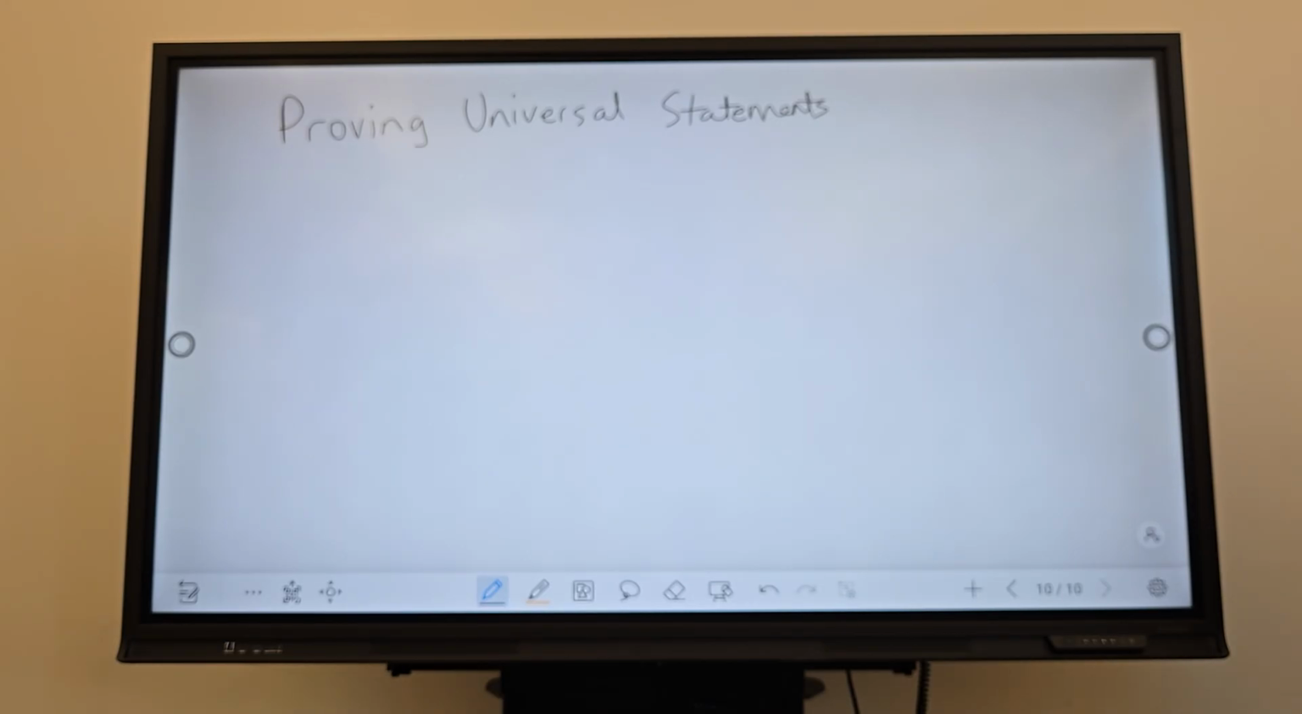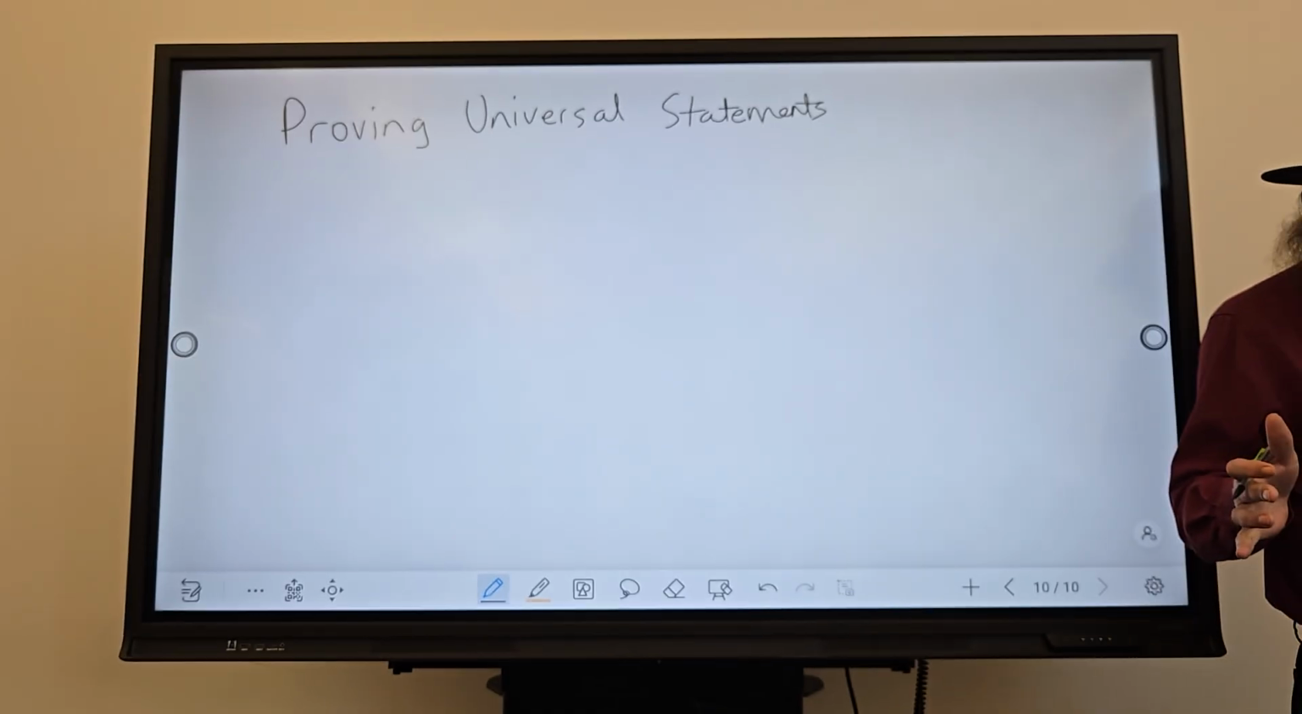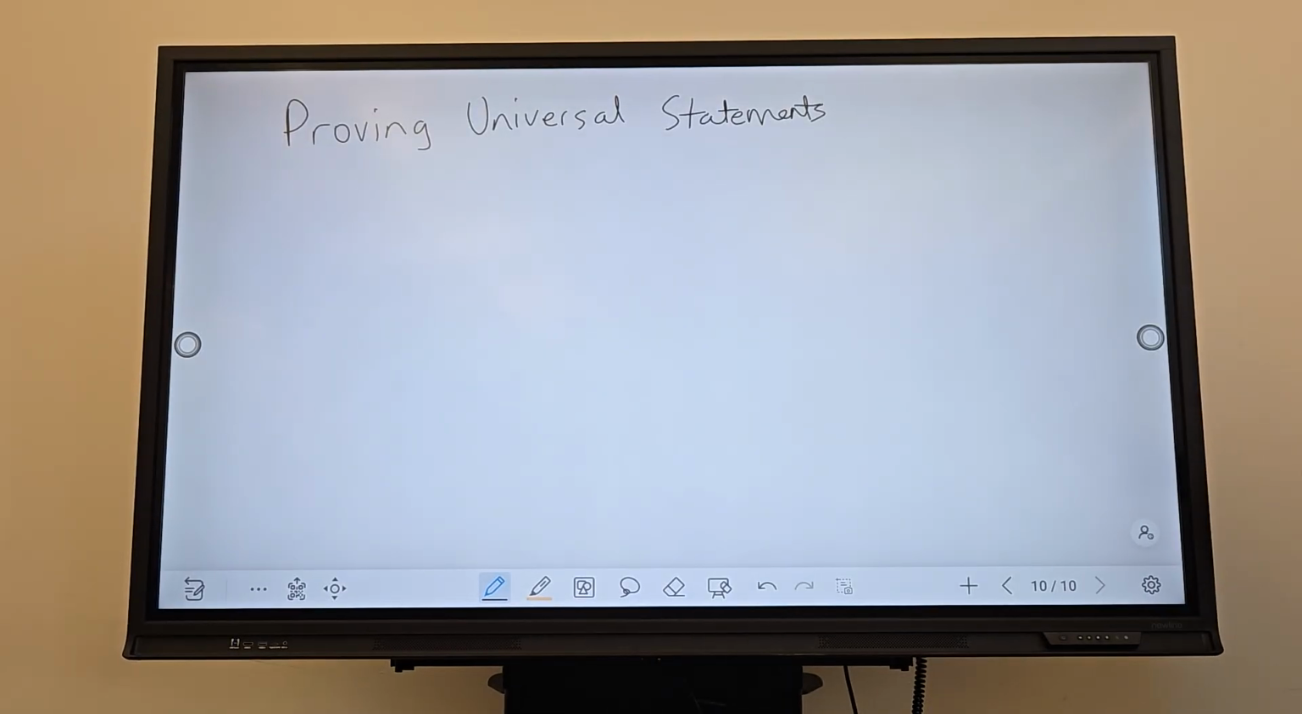So, if you had the statement for all integers n, if n is even and n is greater than or equal to 4 but less than or equal to 26, then n can be written as a sum of two prime numbers. You would take all the even integers between 4 and 26 inclusive and show that they can be written as the sum of two prime numbers.